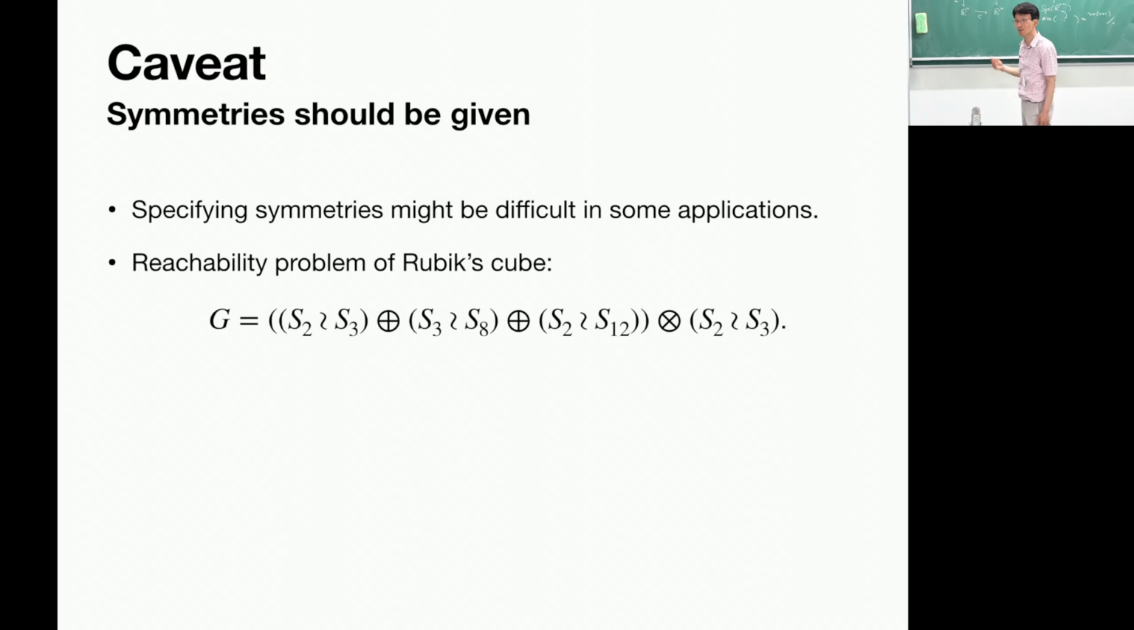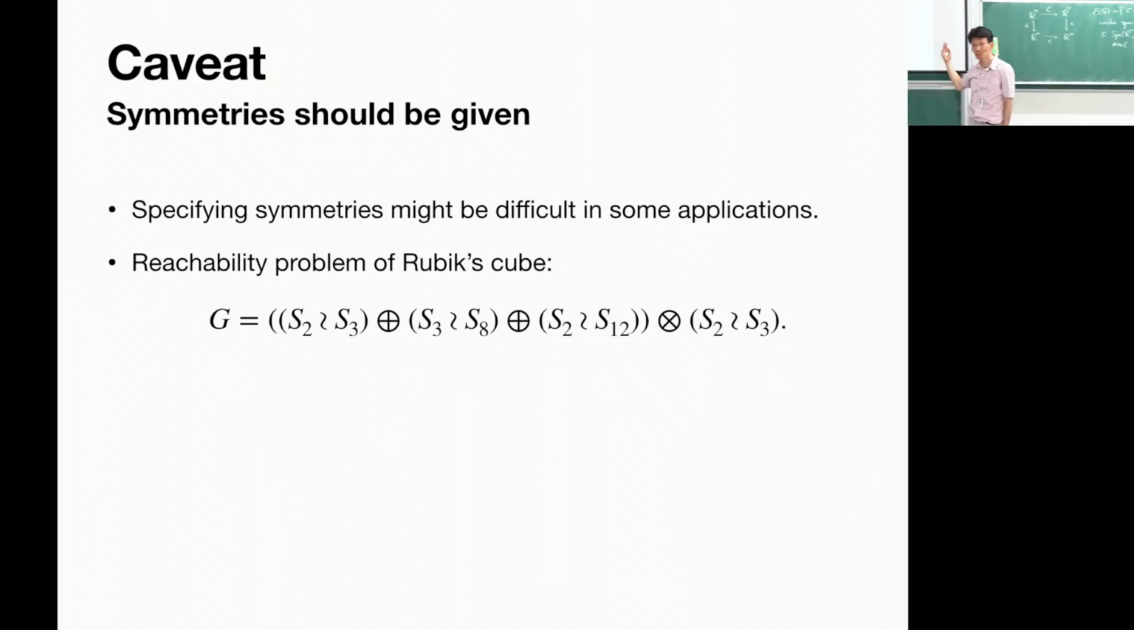So what are the caveats? The caveat is that we have to give these symmetries, the group G. It's sometimes easy, but sometimes it's very hard. For the Rubik's cube case, it's more complicated. It has wreath products and so on. And actually, it's not very easy sometimes.